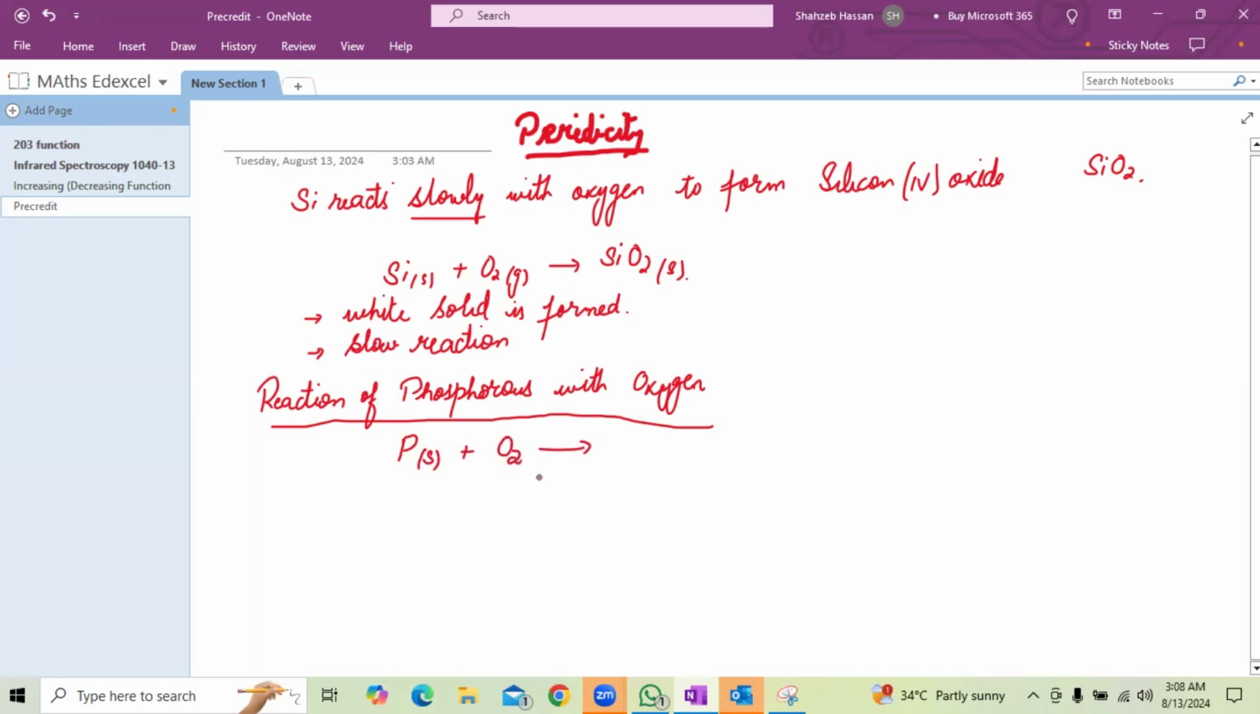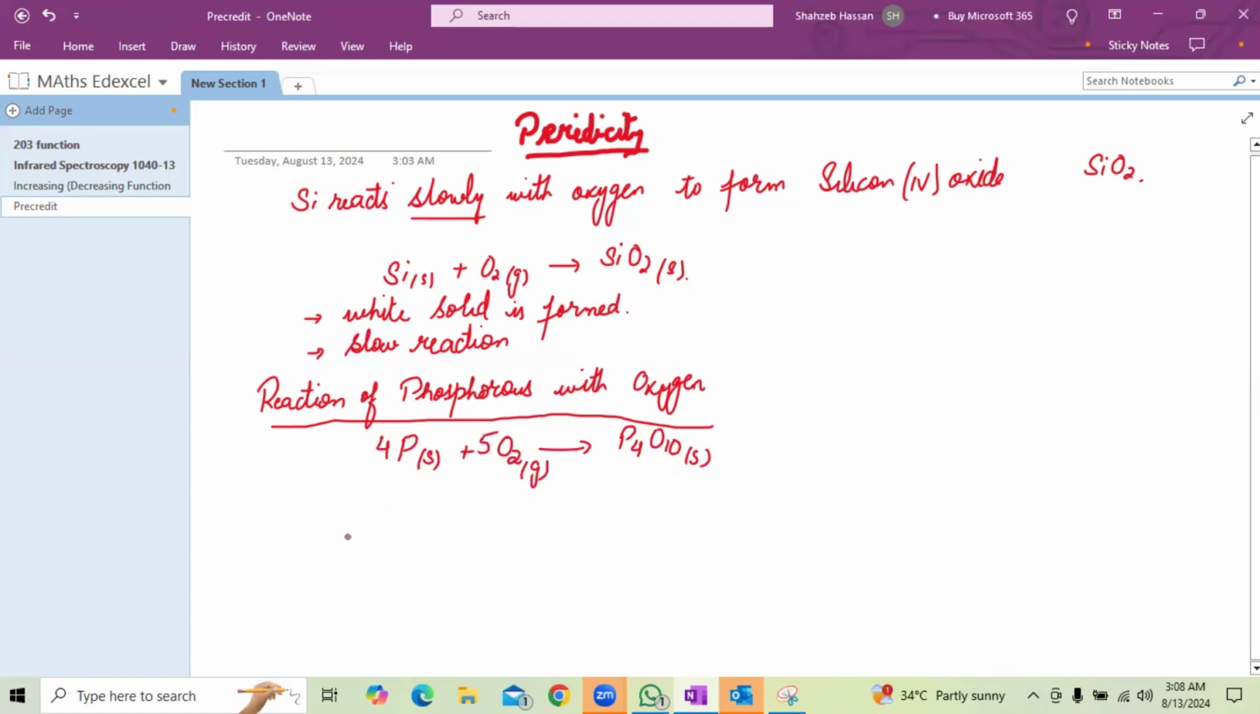Okay. So it is going to form P4O10, which is in solid state, and this is in gaseous form. So now let's balance it. So we are going to, it's 4P, so we are going to put 4 here. It's O2 and it's 10, so I'm going to put 5 here.